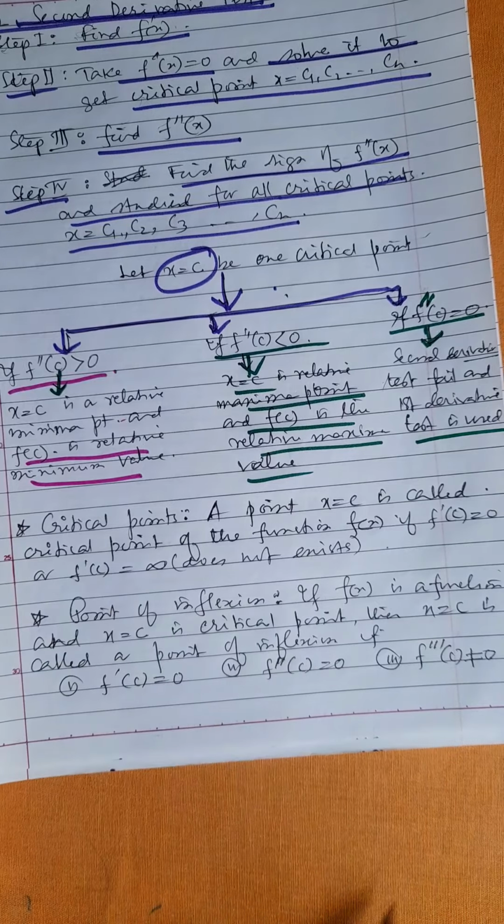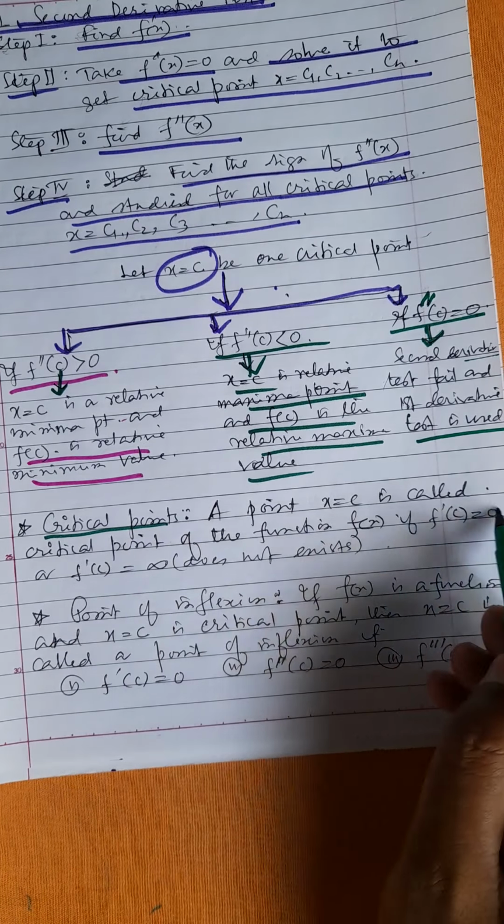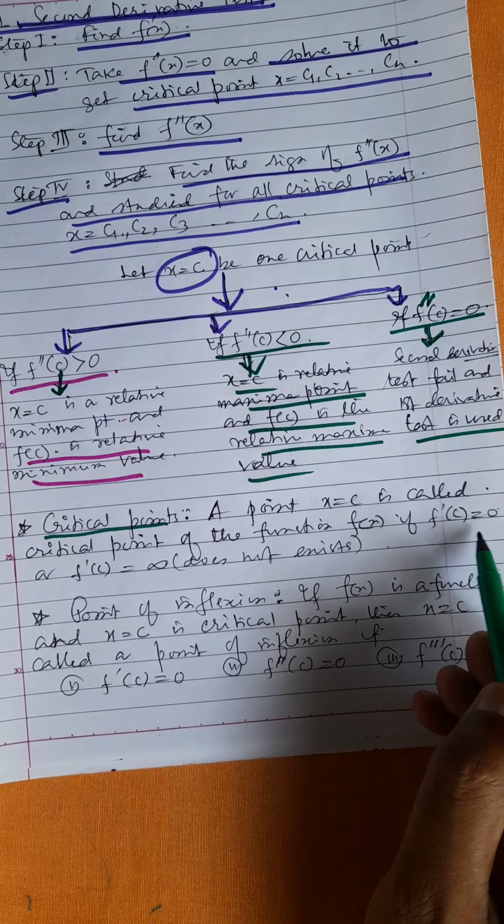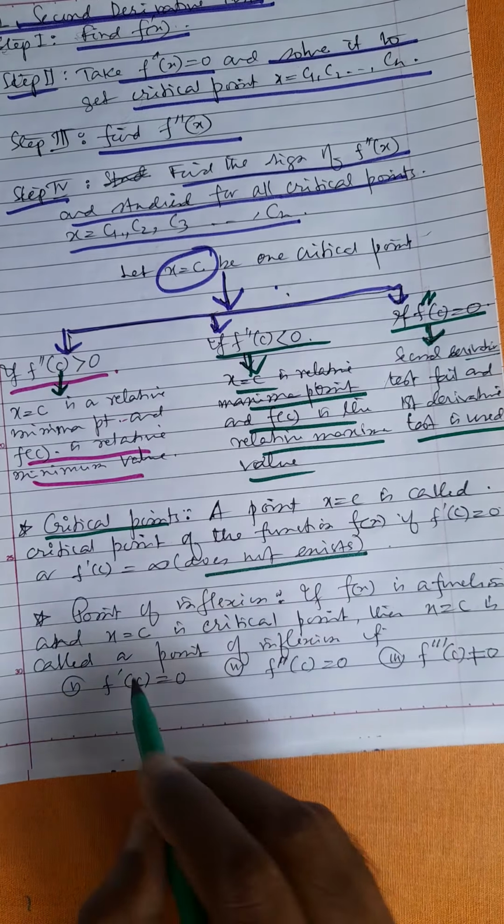Now, what is a critical point? A point x = c is called a critical point of the function f(x) if f'(c) is equal to 0 or f'(c) is infinite, does not exist. That is called a critical point.